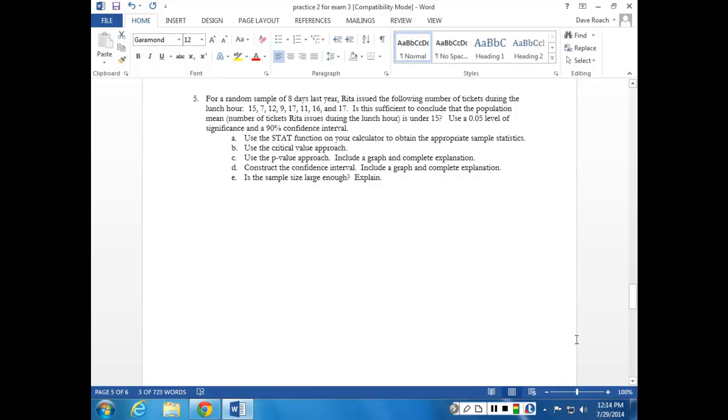So in the next one here, we had a sample of 8 days. Rita's issued the number of tickets here during the lunch hour, because Rita's the meter maid.